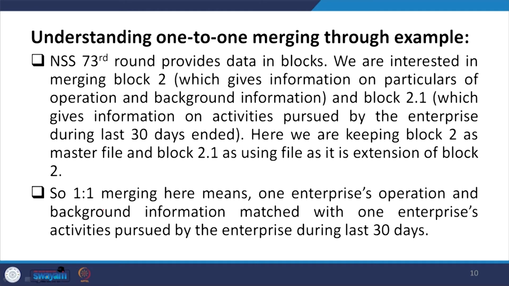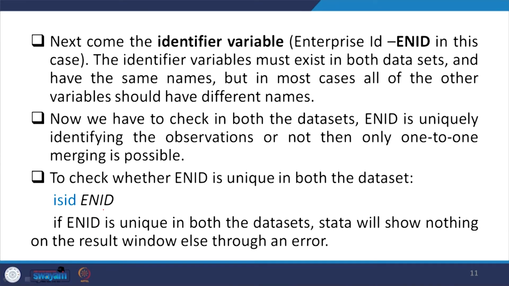So we are going to discuss 1:1 merging, since the identifier variable suggests that. Next comes the identifier variable, which we are repeatedly mentioning. In our case it is ENID, enterprise ID. The identifier variable must exist in both data sets, only then can we do the one-to-one merging, and it must have the same name. Not just the identifier variable, but it should carry the same name. Otherwise, how can Stata read that identifier variable as the same across different blocks?